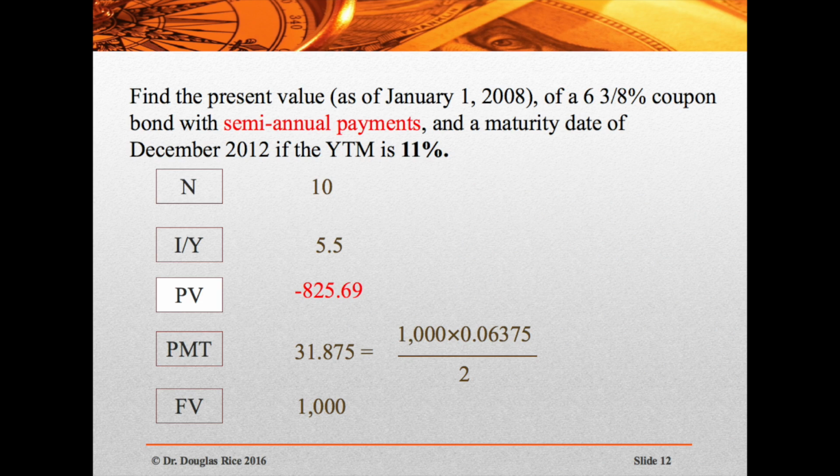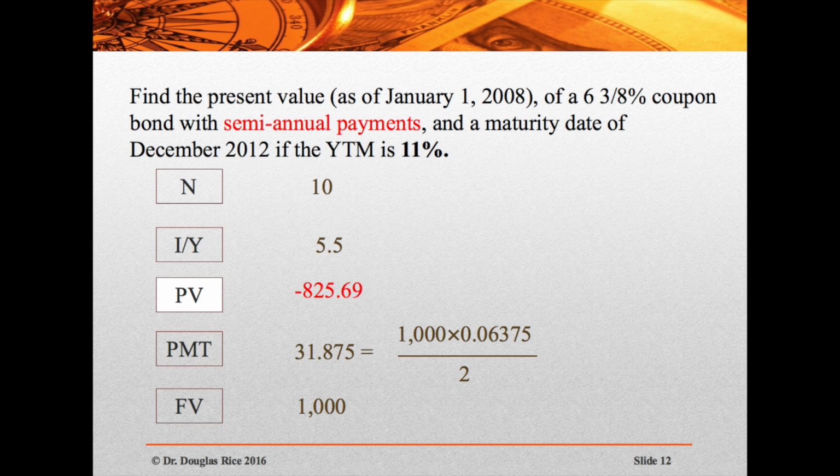So a person in the marketplace could go in and say, well, do I want to buy your bond that pays me 6 3/8%, or do I want to buy a new bond that pays me 11%? Well, I'd rather have the new bond that pays me 11%. So the only way you can sell your 6 3/8% bond is by giving a discount. So how much of a discount? That's another time value of money problem. We simply plug that in.